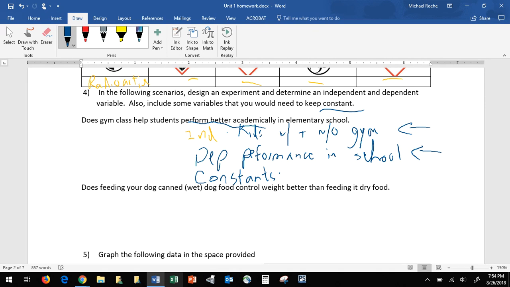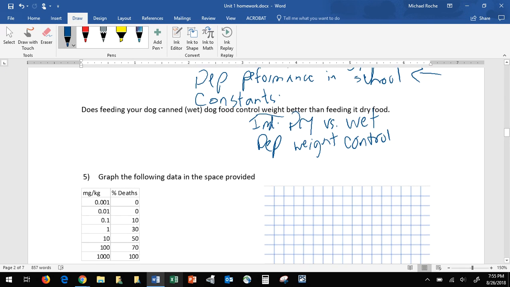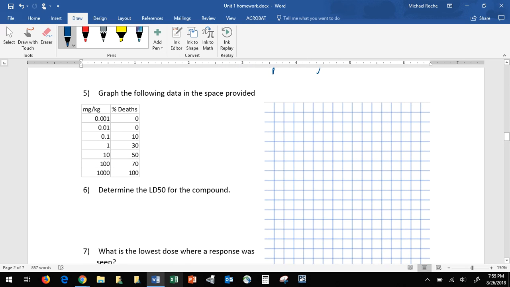All right, so does feeding your dog wet food control weight better than feeding dry food? Your independent in that case would be dry versus wet. You can have a group with dry food and a group with wet food. Your dependent is going to be their weight control. Your constants would be the type of dog, the type of wet food, the type of dry food, the serving sizes, how often you feed them, and the exercise they get. You want to make sure all that's the same, so that the reason one has better weight control is because of dry versus wet, and not because they're exercising more or one group's younger than the other.